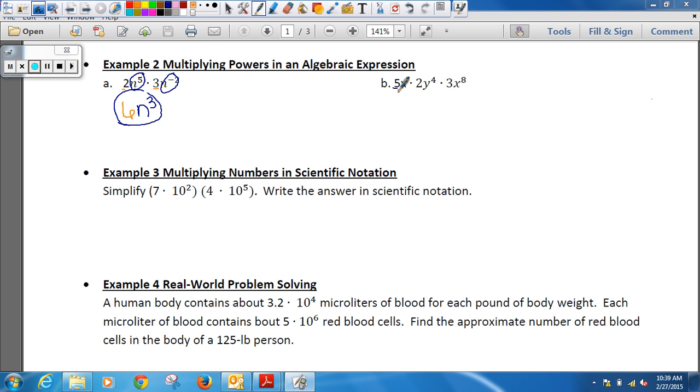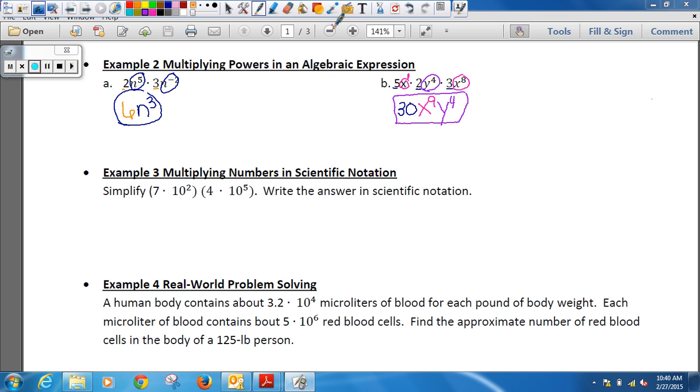On our next ones, our coefficients are 5, 2, and 3. So 5 times 2 times 3 is 30. And then I have to look at the ones that have the same base, an x and an x to the 8th. If this x does not have an exponent, the exponent is actually 1. So I keep the base of x because that's the part they have the same. 1 plus 8 is 9. And then I also have y to the 4th. There's no other y's, so that stays y to the 4th. So my answer here is 30, x to the 9th, y to the 4th.